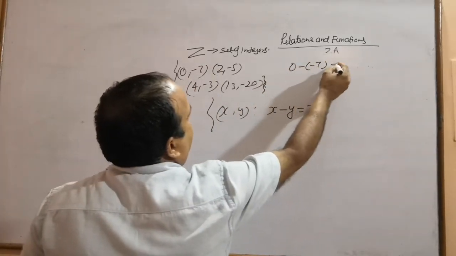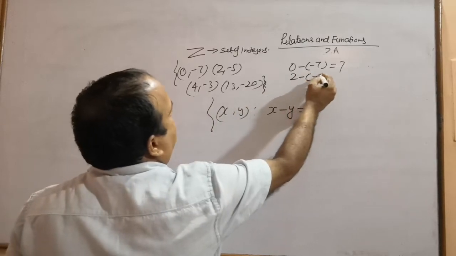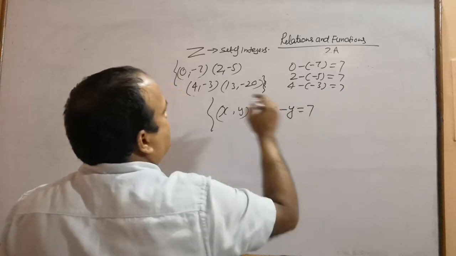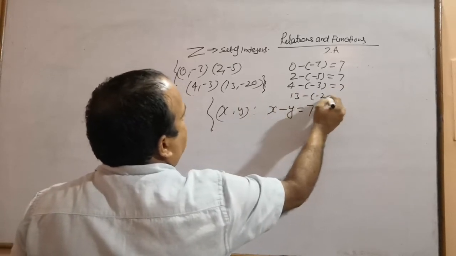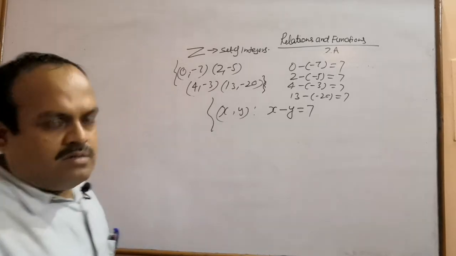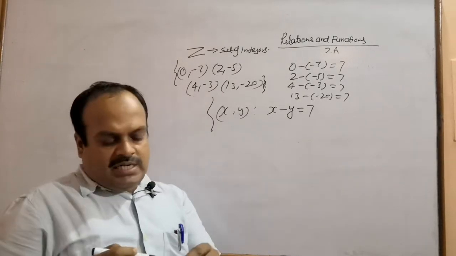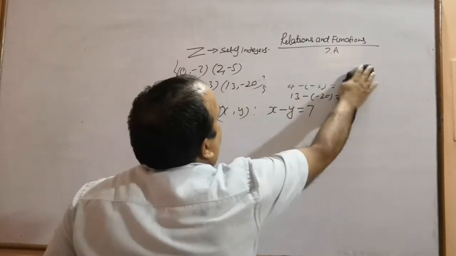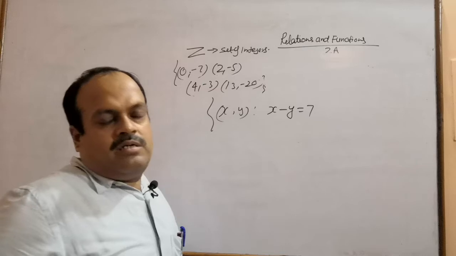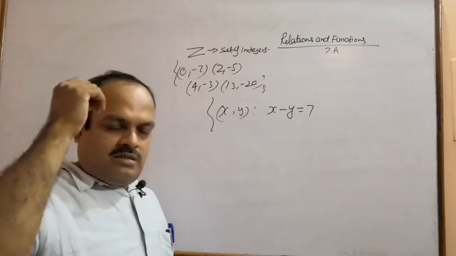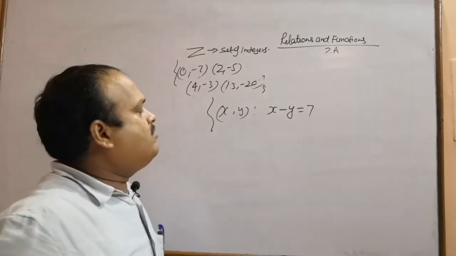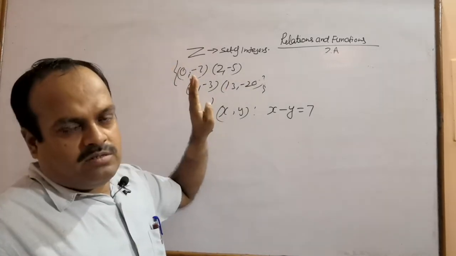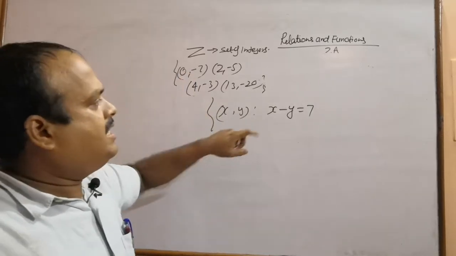0 minus -7, 2 minus -5, 4 minus -3, 13 minus -20. 7 now. It means the pattern I have written is correct, but one more thing we have to write. The certain value we have to write, because we want only 4 elements now. So that's why let us see.